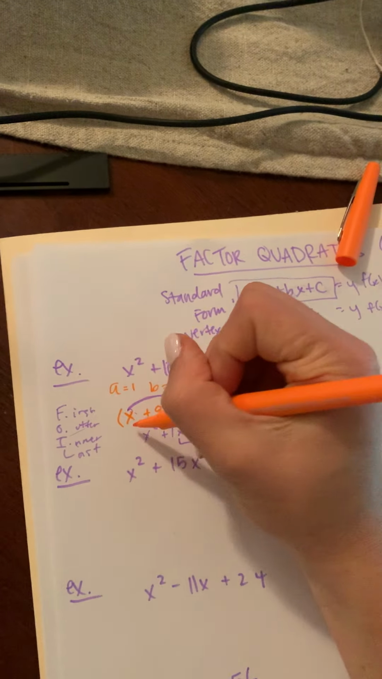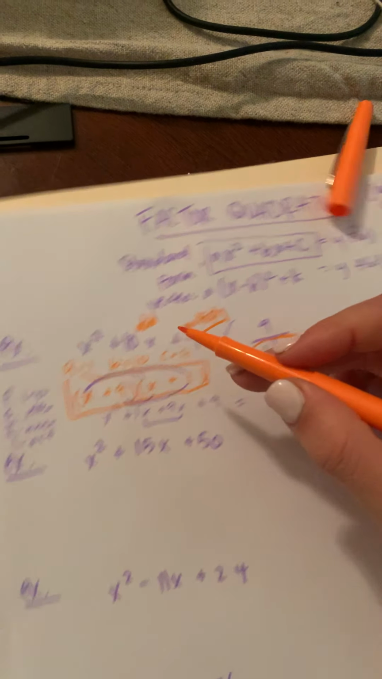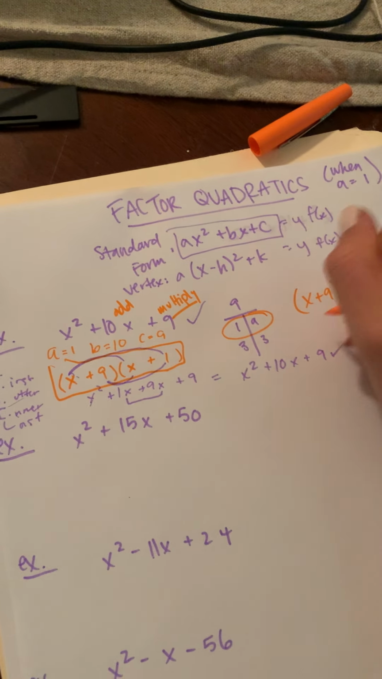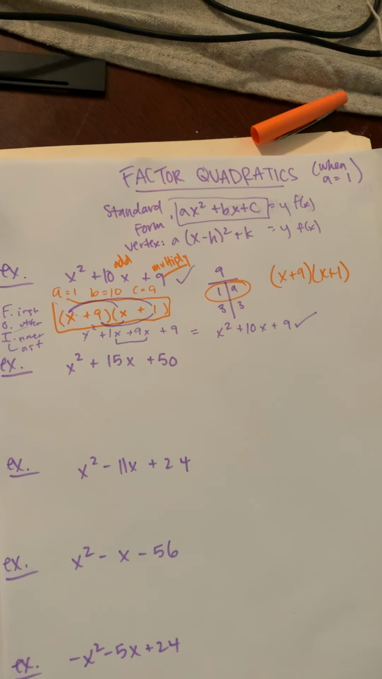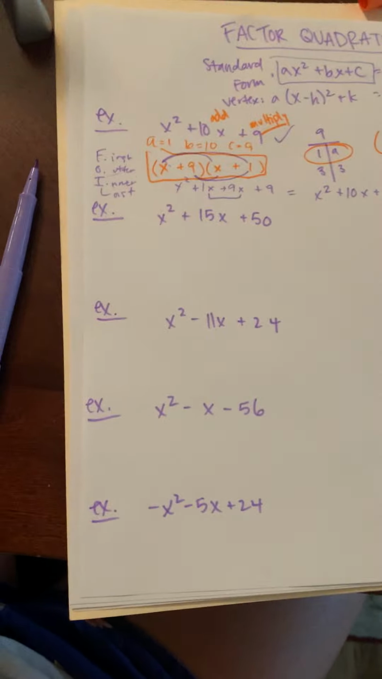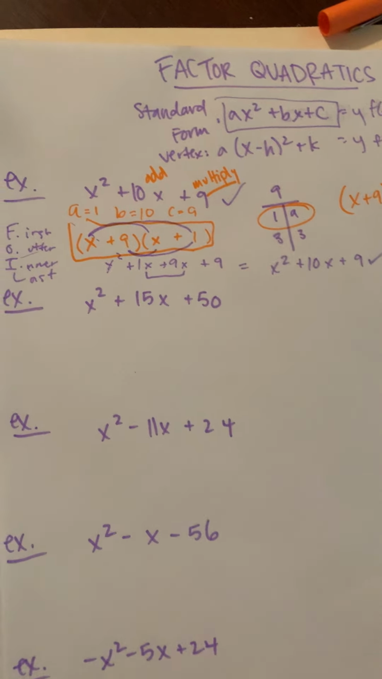So this is our final answer. If I was asking you to factor this quadratic, you would say x plus 9 times x plus 1. Those are the factors. And that would be your final answer. Okay, remember, pause the video whenever you want to look at something a little bit more in depth.